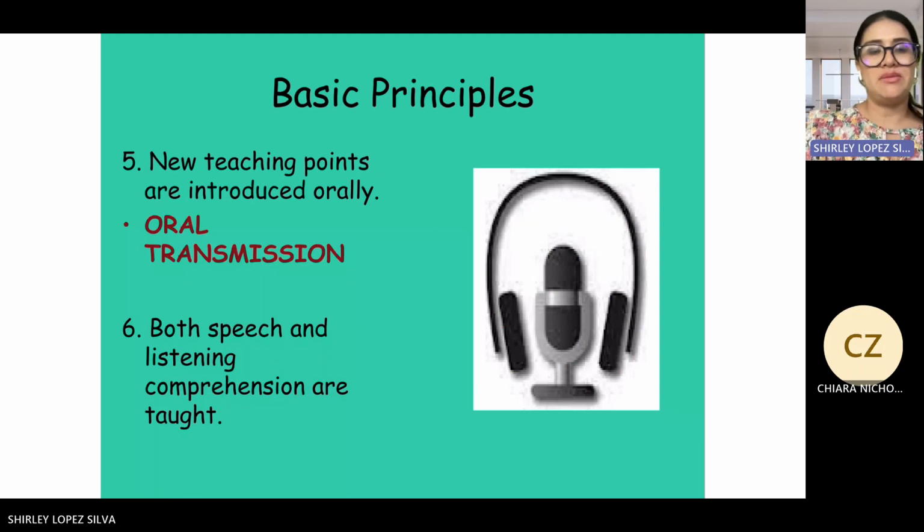Also, among the basic principles, new teaching points are introduced orally, in oral transmission, and both speech and listening comprehension are taught. It is important to mention hearing the words and the mistakes about it.